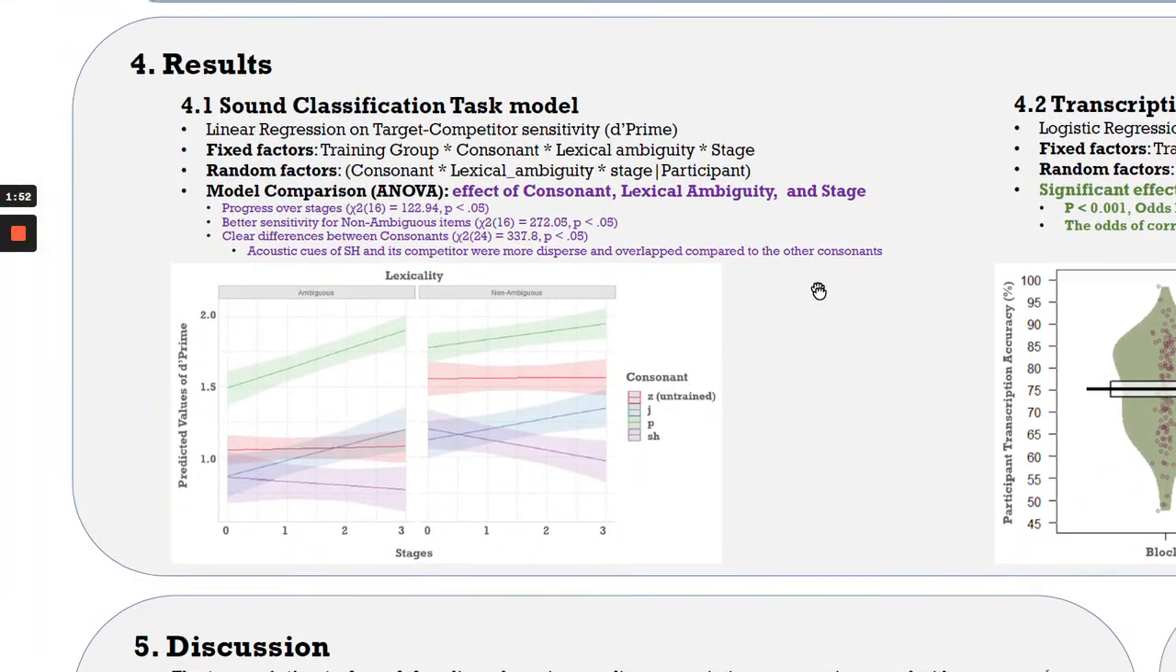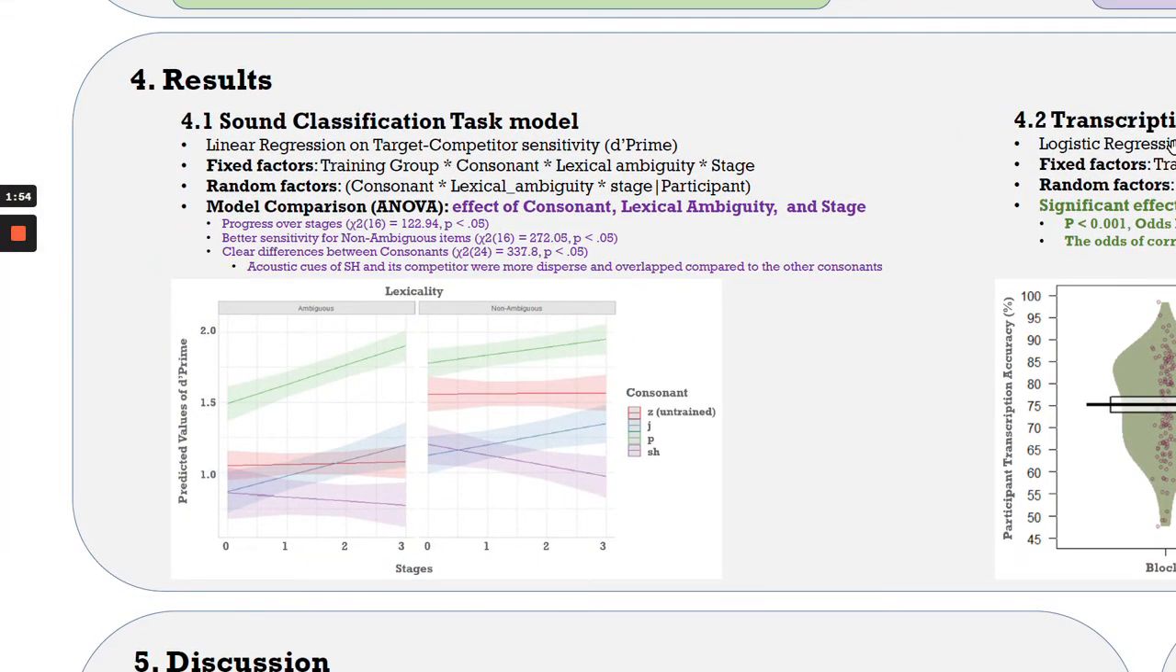A linear regression model on the target competitor sensitivity in the d prime values showed a significant contribution of consonant, lexicality and stage on sensitivity. This plot represents how the predicted d prime values vary depending on consonant and lexicality, and how P and G sensitivity increases through stages. Moreover, C, the untrained consonant in red, did not progress over time, regardless of lexicality.